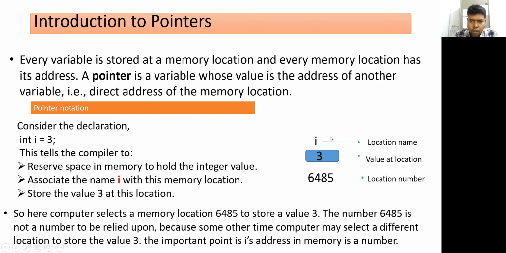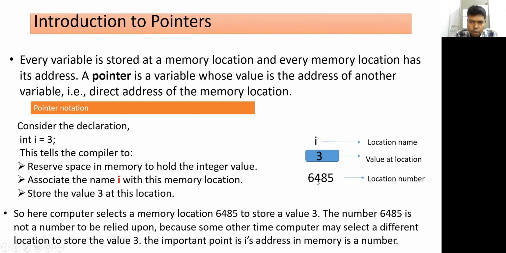So in this way there are 3 things. One is the location name, another one is the value at that location, and the initial and basic thing is that we have to reserve a location. In memory, every location has a particular number. Here we consider that when we declare int I equals 3, this particular memory location, 6485, is reserved.